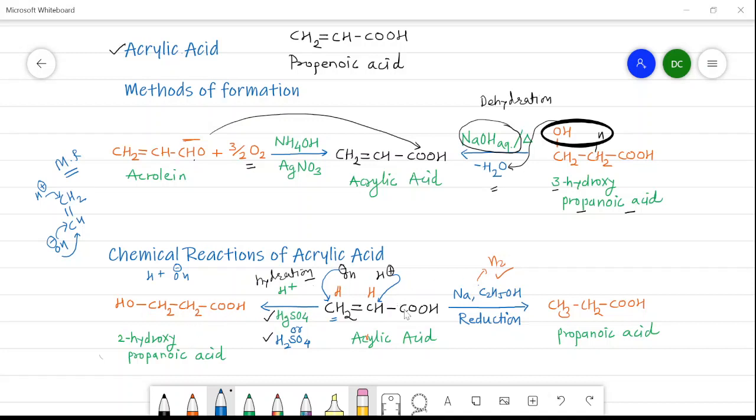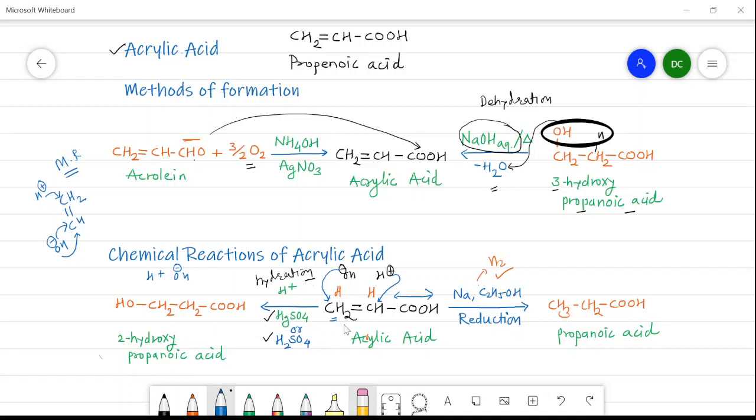Because there is a presence of a COOH group in this compound. So because of the presence of the COOH group, we get here anti-Markovnikov addition to give 3-hydroxypropanoic acid as a product. These are the chemical reactions of acrylic acid.